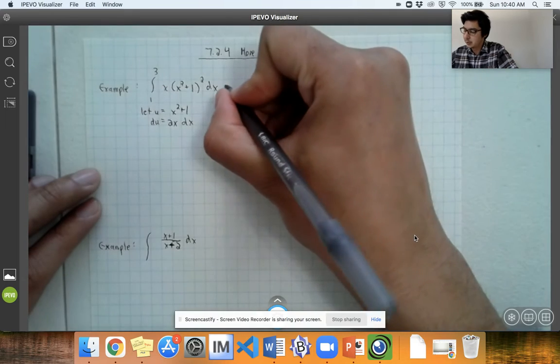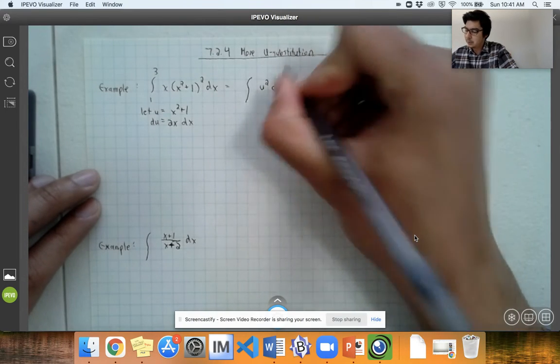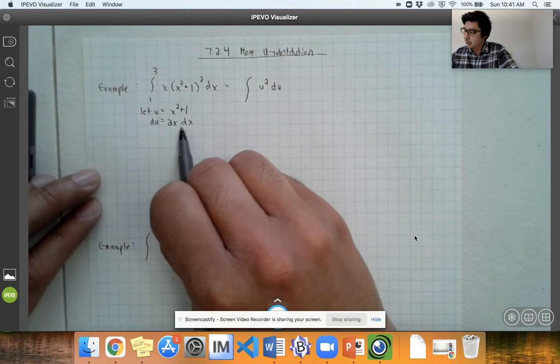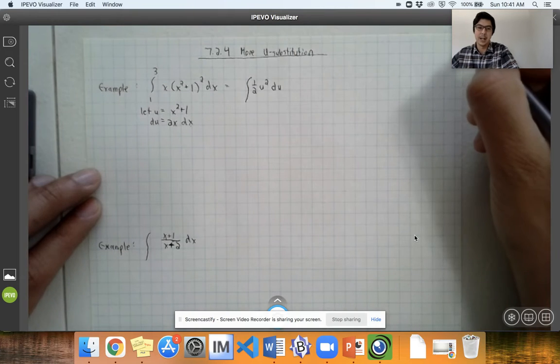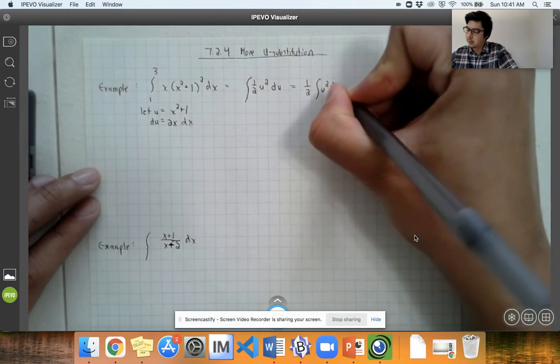So we can rewrite this integral as u squared du, because we would have the x squared plus 1 squared, the x dx, and then the 2 we can account for by just putting a 1/2 in front. So then I can write 1/2 the integral of u squared du.